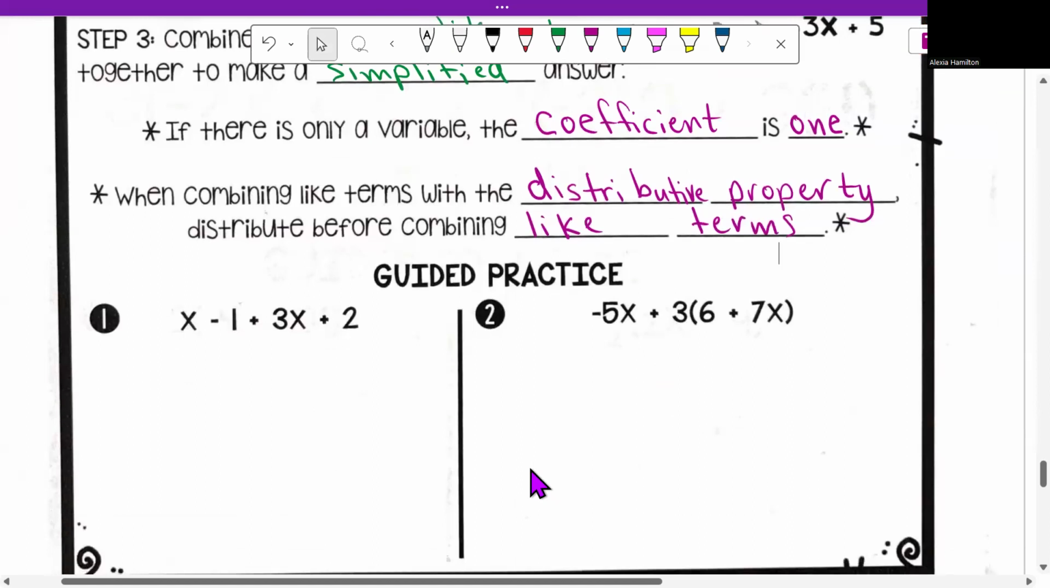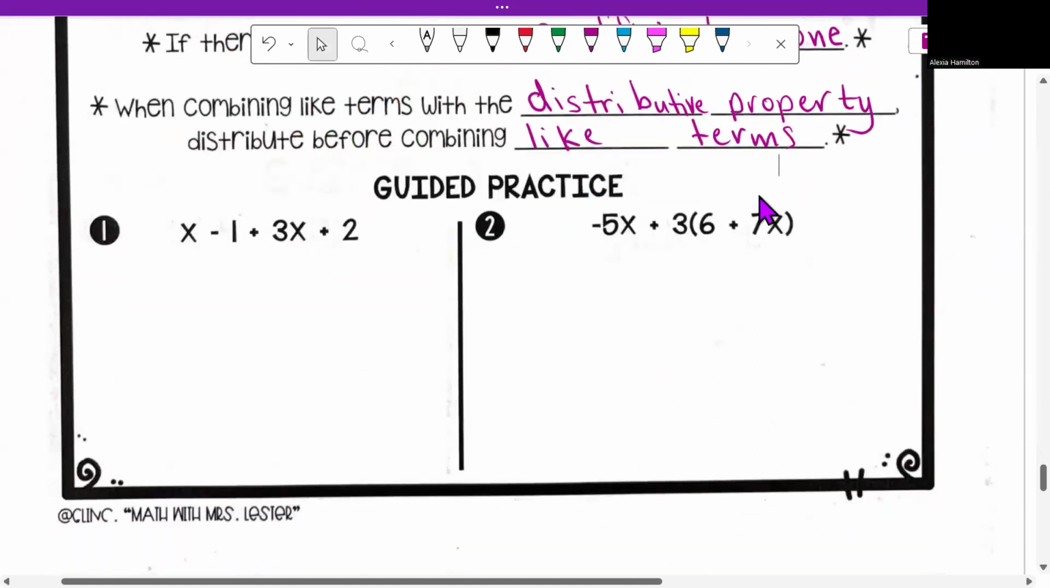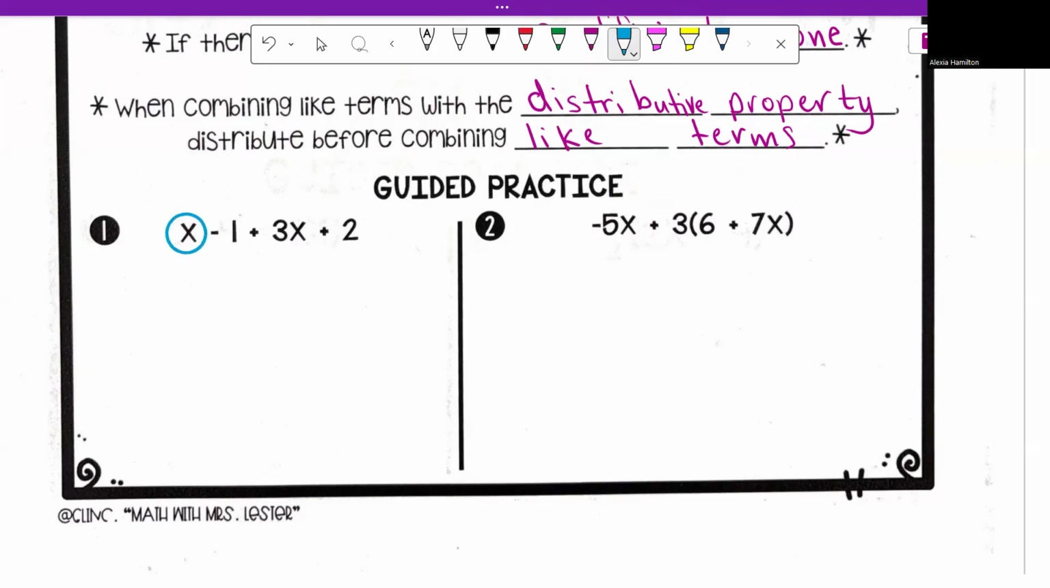Okay. So I'm going to do guided practice number 1, and then go through steps 1, 2, and 3. And we'll look at the distributive property on the backside before we can do guided practice number 2. So for step 1, identify our like terms. So I have an x and I have a 3x. Those are like terms. I have a -1 and a +2. Also like terms, they're both constants. They don't have any variables.